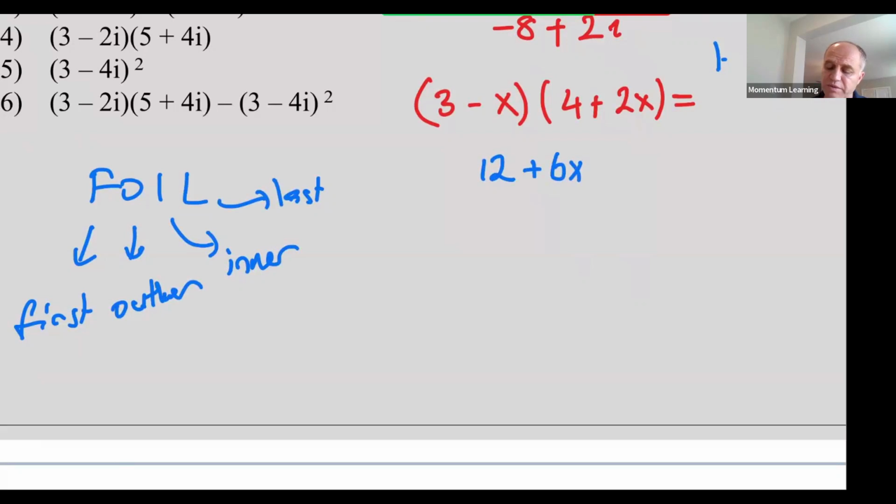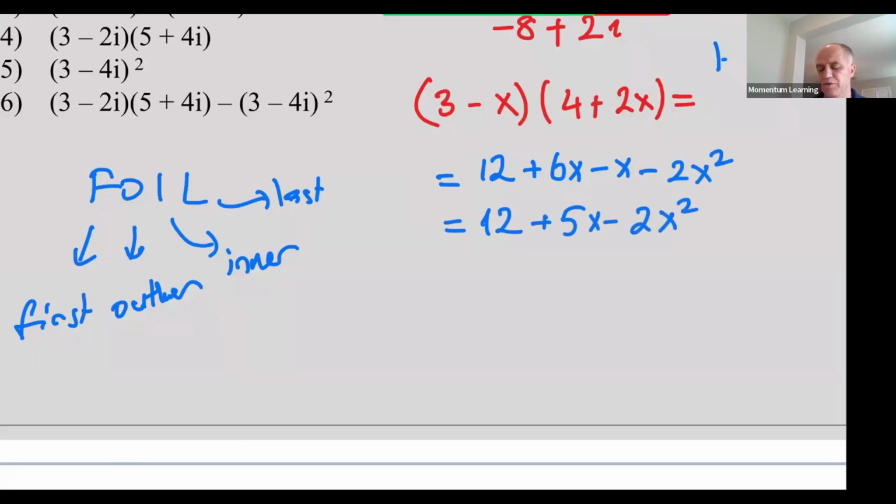And the inner one, negative 4 and negative x times 4, negative x. And the last terms, negative x times plus 2x, negative 2x squared. Okay, like terms should be added. We have 12, it is only a constant number. And 6x minus x, 5x, and negative 2x squared. There are no like terms to have further operation.